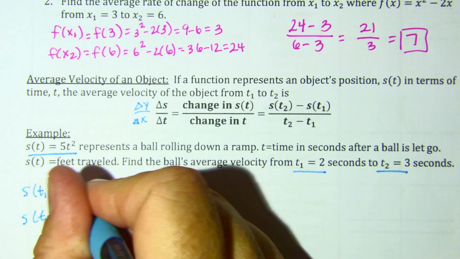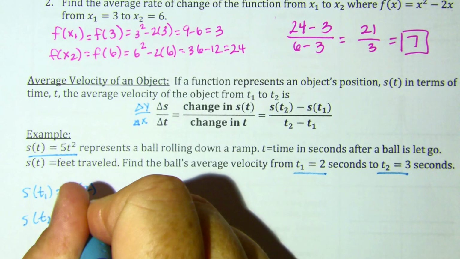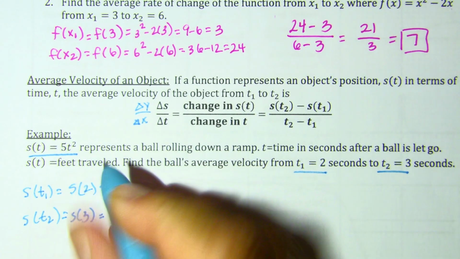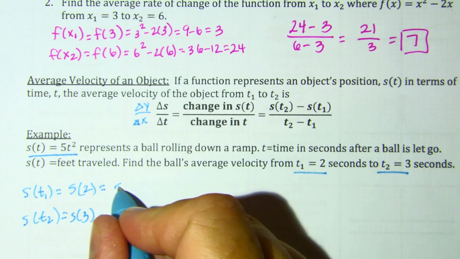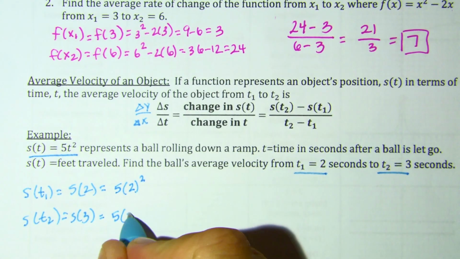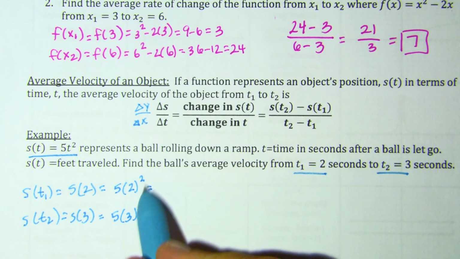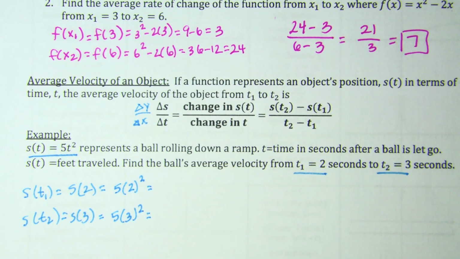Well, s of t1 would be s of 2 and s of 3. And the function is 5t squared. So 5 times 2 squared and 5 times 3 squared. 2 squared is 4. We do exponents first. Remember our order of operations.